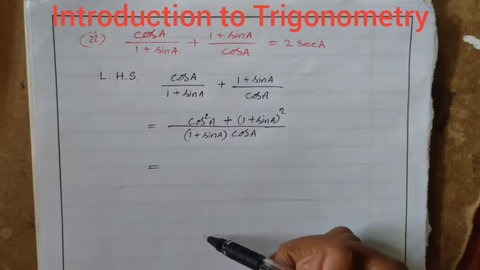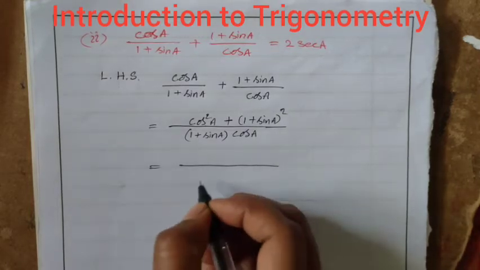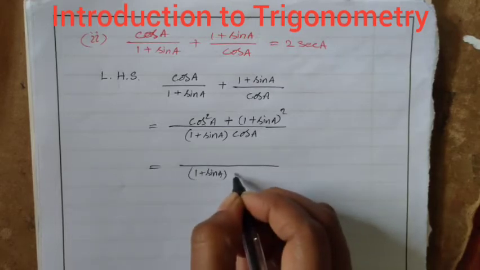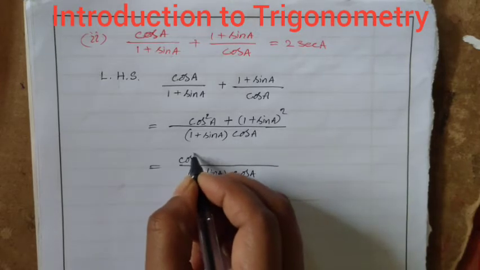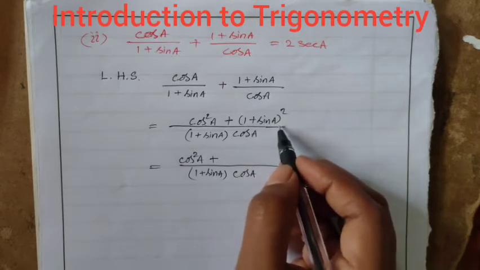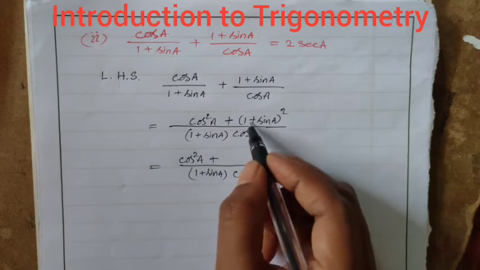What is the next step? Students, here you write the denominator as it is, that is 1 plus sin A into cos A as it is. So you write cos square A as it is, and you can simplify using this identity. This is in the form of A plus B whole square. What is A square?